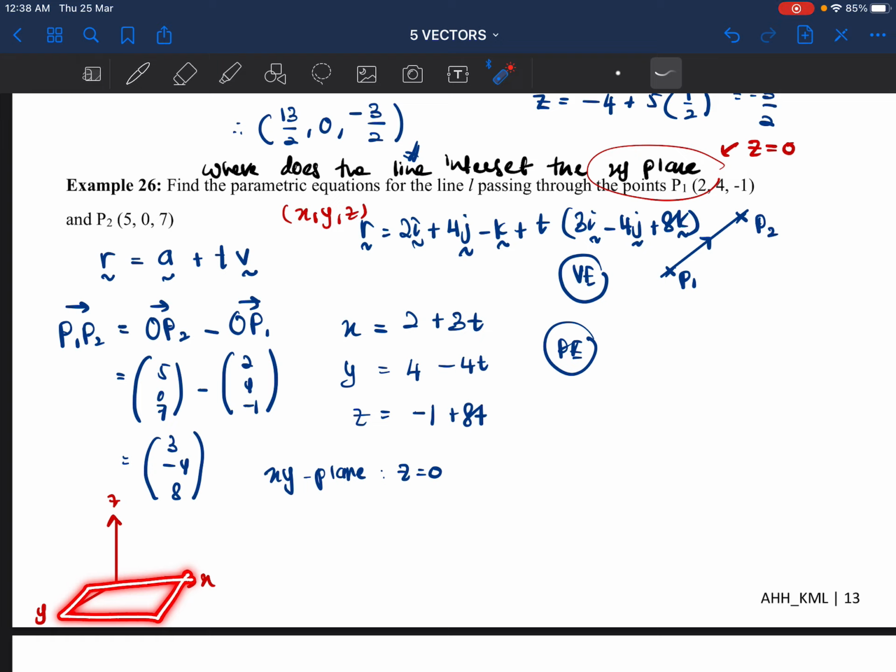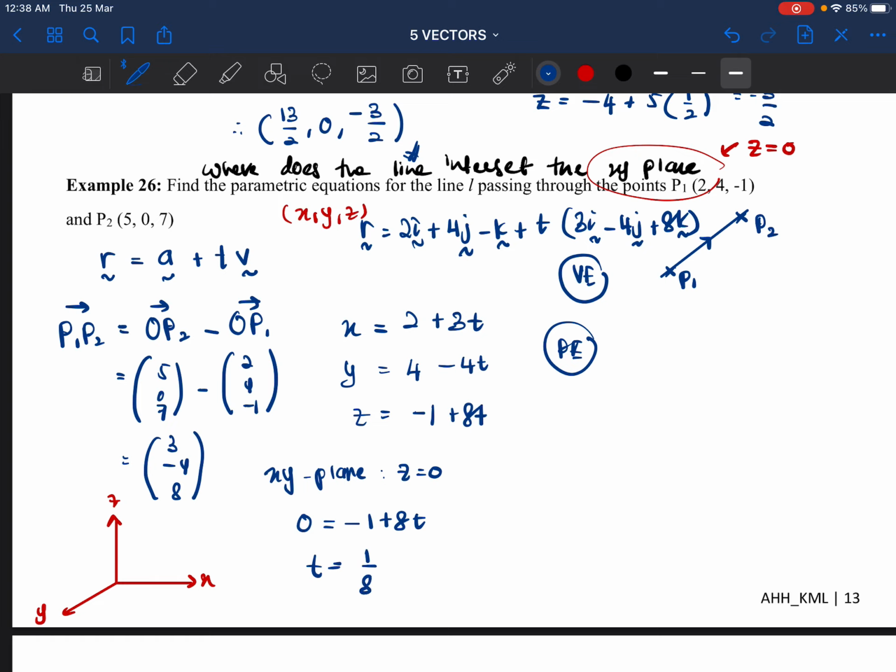So, perpendicular to it is the Z axis, so Z will equal 0. Alright, so when Z equals 0, we have 0 equals negative 1 plus 8T. So you will get T equals 1 over 8.